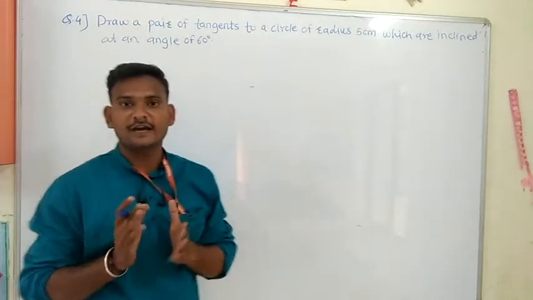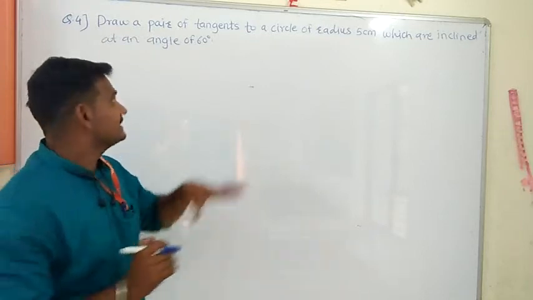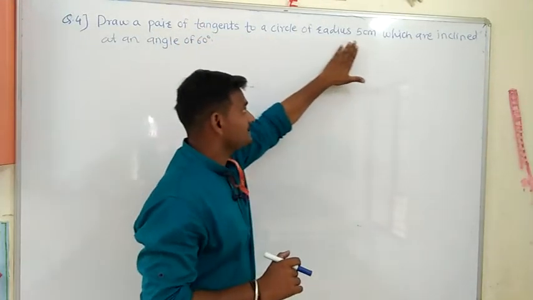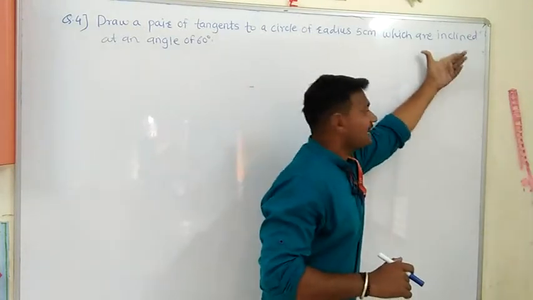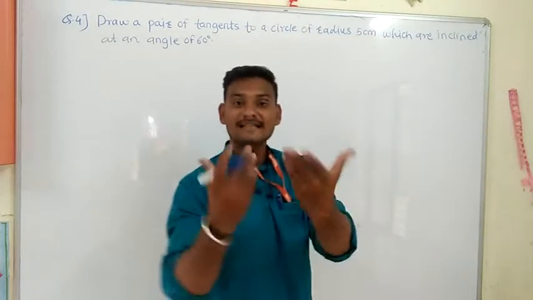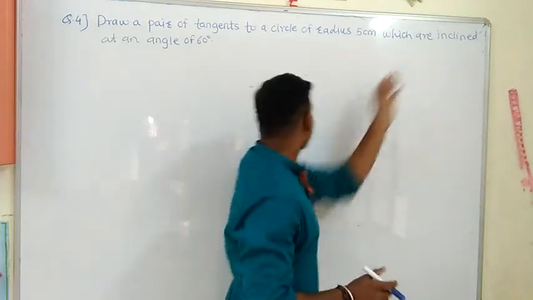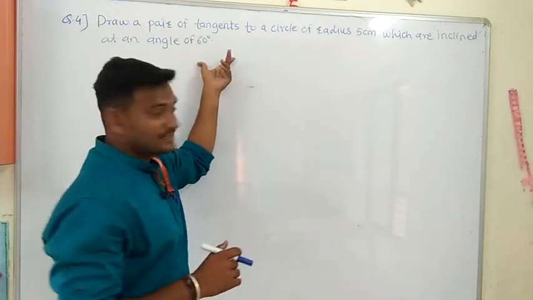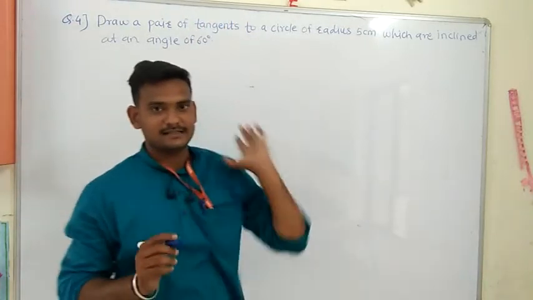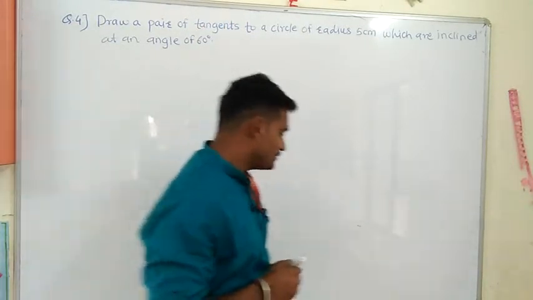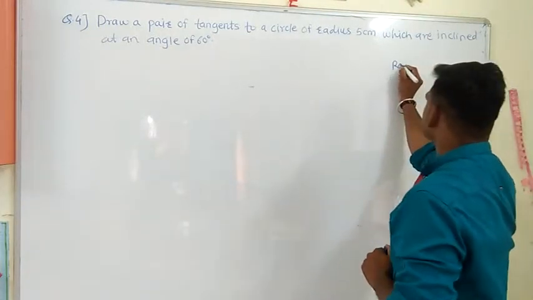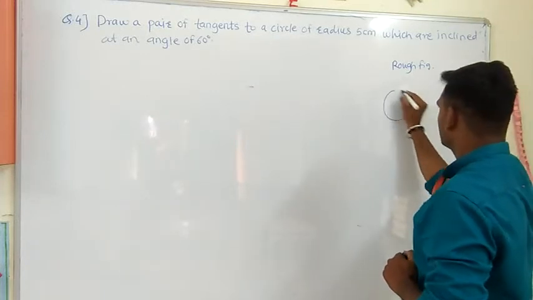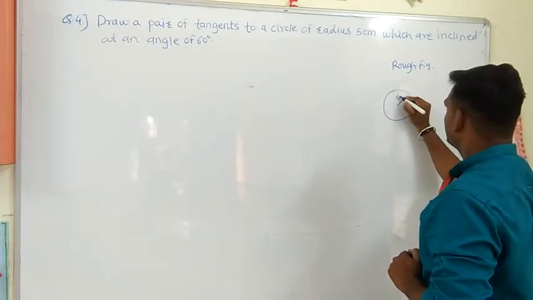If you read the question carefully, then this confusion will not be there. See here, draw a pair of tangents to a circle of radius 5 centimeter which are inclined. Which are inclined means the tangents are inclined, at an angle of 60 degree. Now you have clearly got it, this 60 degree is the angle between the tangents. Now see here, I will draw a rough figure.